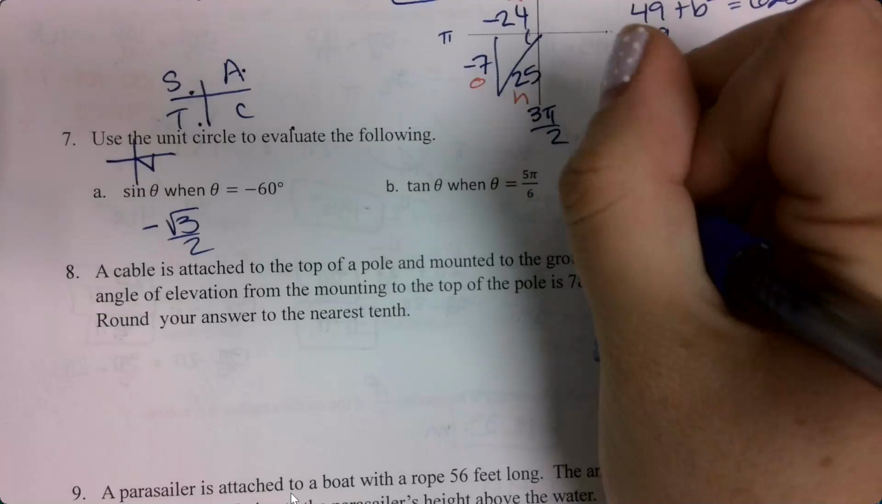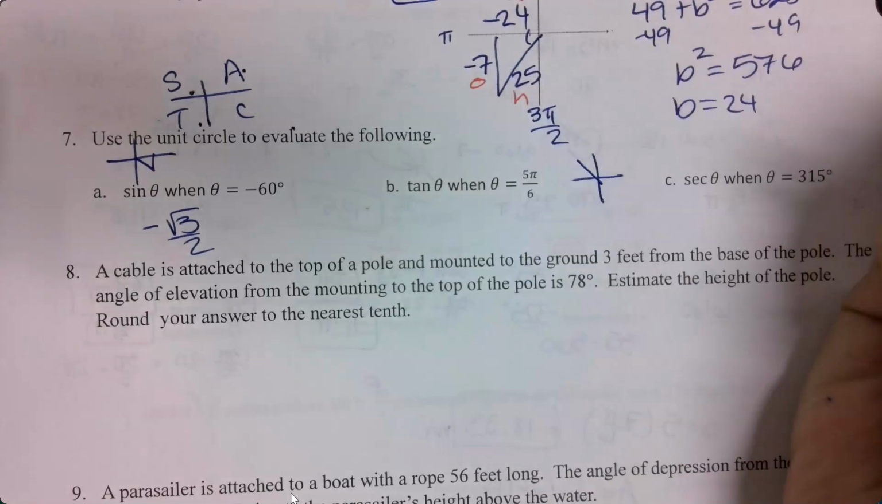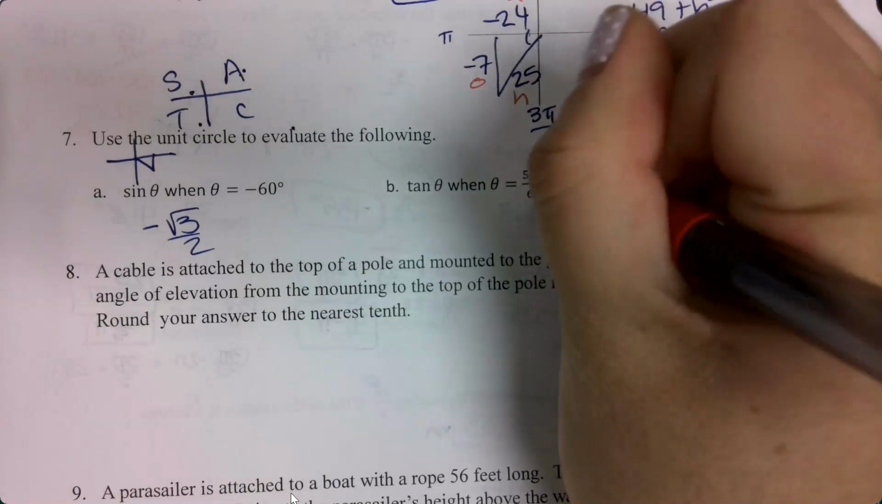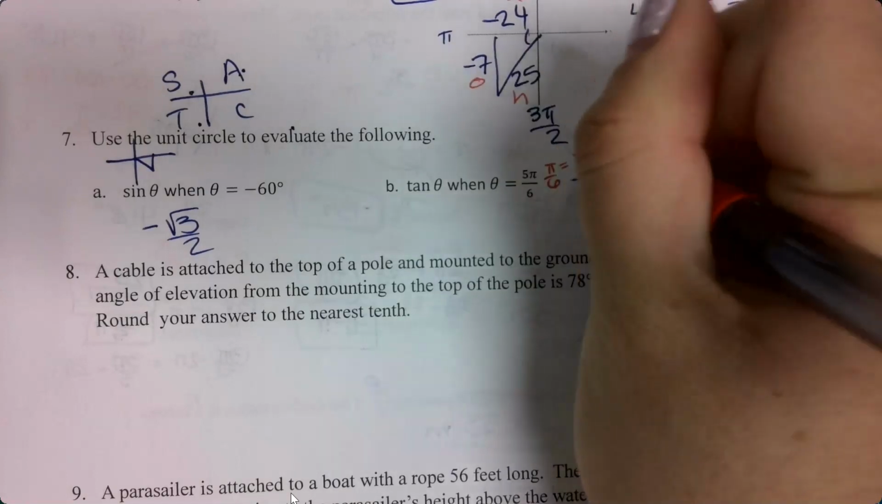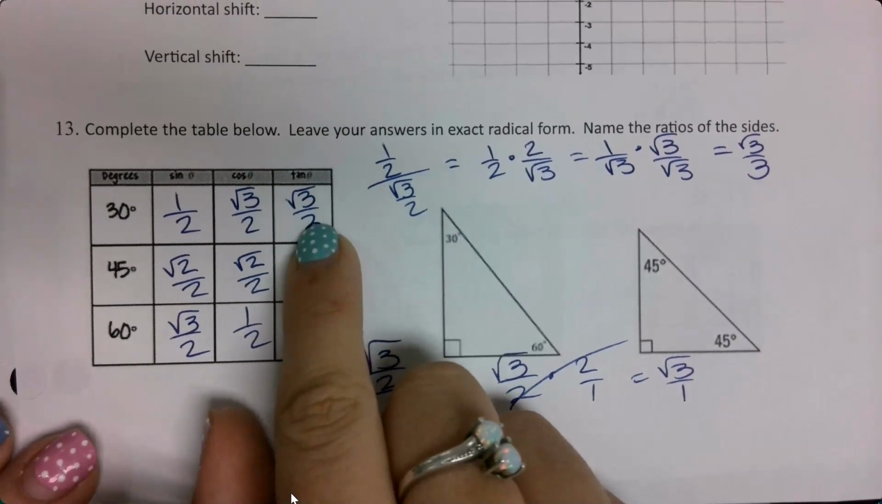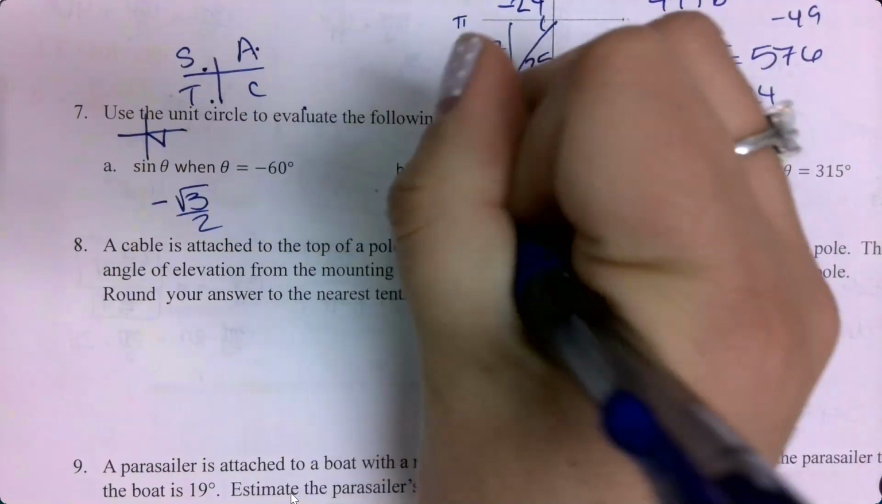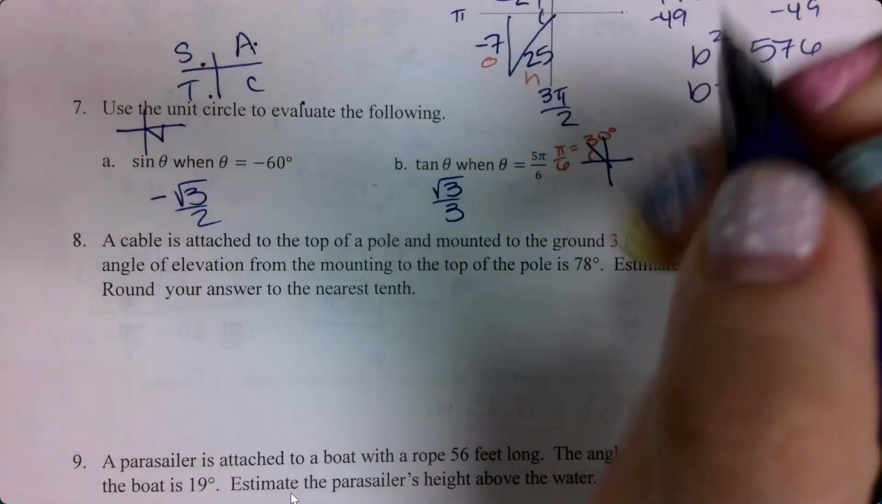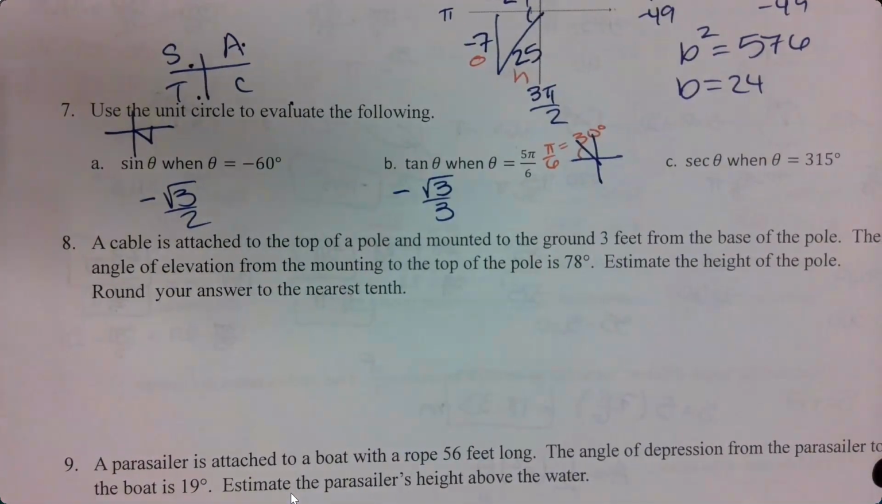Tangent when it equals 5 pi 6, so that is over here. My reference angle is just going to be pi 6, which remember is 30 degrees. So if I go back to that chart on the other page, tangent of 30 degrees is square root of 3 over 3. And because I'm in the second quadrant, only sine is positive there, so this one should also be negative.